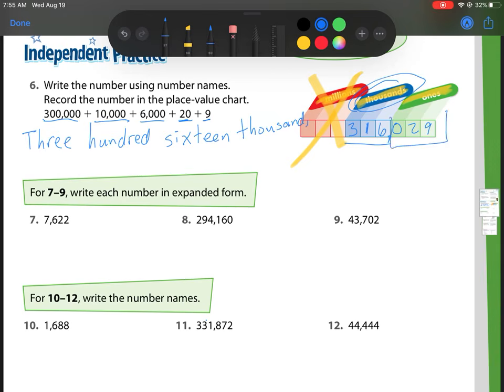This next grouping is just 29. And remember, when I'm in this grouping, the green one or the grouping on the far right, I don't put that name right here. I don't put ones. So we really just use it for thousands and millions. So it's 316,029. And there it is. We recorded it, and we wrote the number using number names.